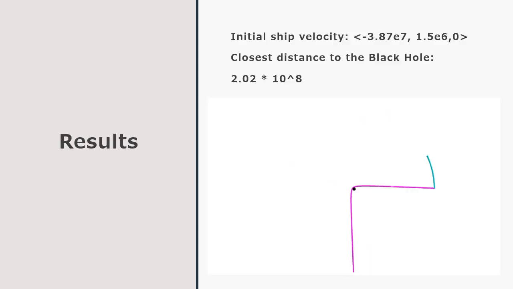All right, these were the results. Right here, the blue line represents the orbit line, and the pink is the ship's path, and the black hole is that black little dot in the middle. The initial ship velocity was negative 3.87 times 10 to the power of 7 in the x component, and 1.5 times 10 to the power of 6 in the y component. The closest to the black hole was 2.02 times 10 to the power of 8 meters before it had to crash by getting sucked into it.